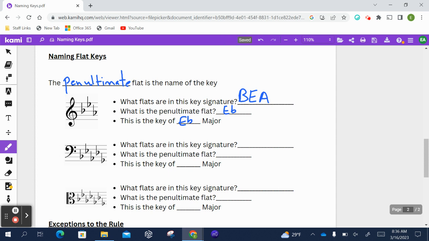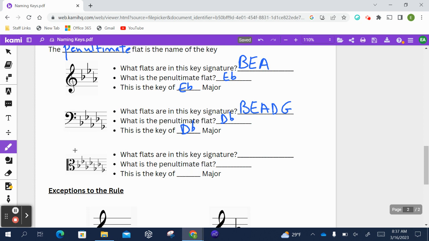This one's a little bit easier than naming sharp keys because you don't have to do anything with whole and half steps. You just look for the second to last flat, and that's your answer. Okay, the next one, we have 5 flats. What flats are in this key signature? B, E, A, D, and G. What is the penultimate flat? That would be D flat. That means that this is the key of D flat major.